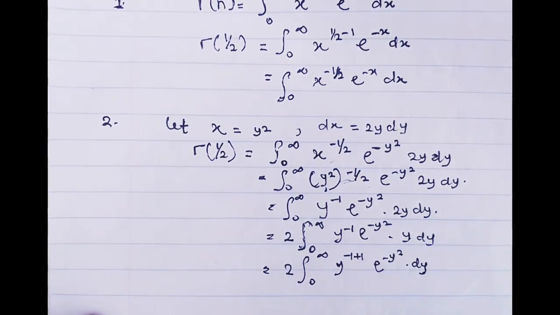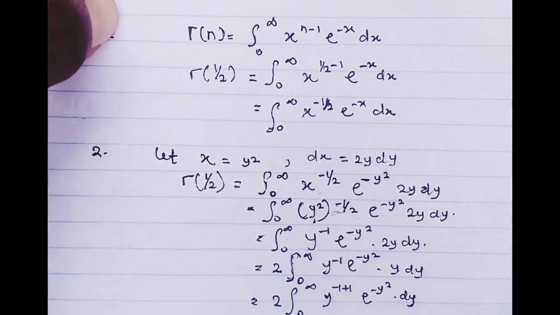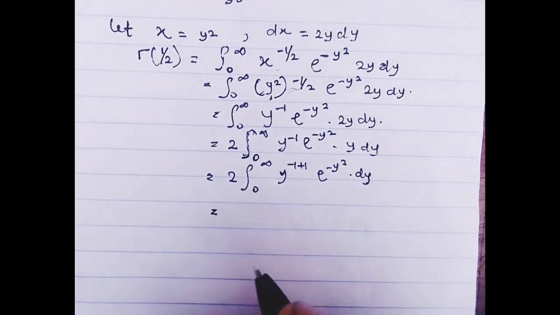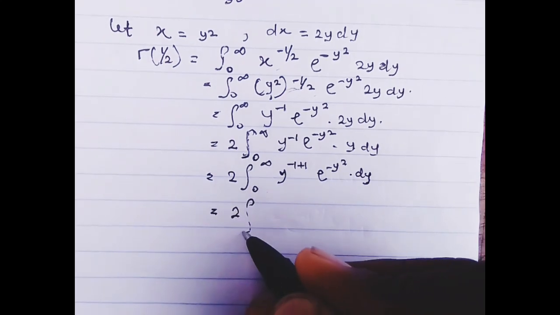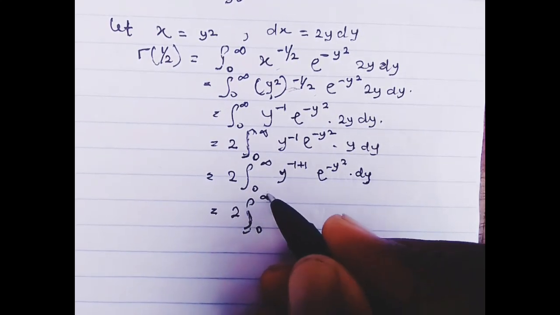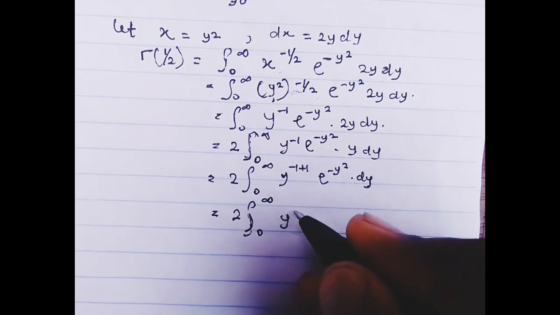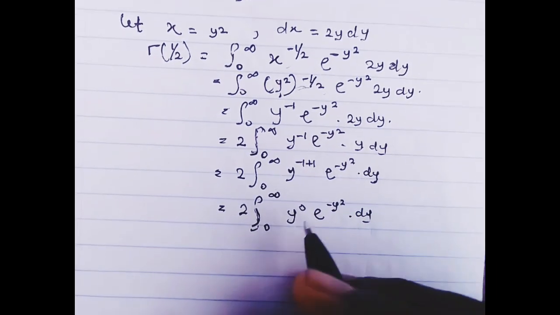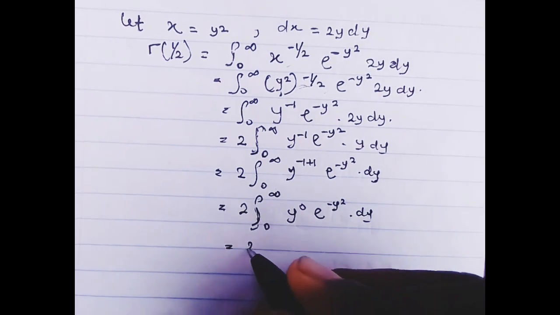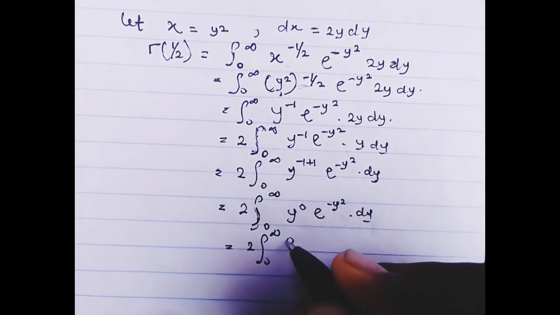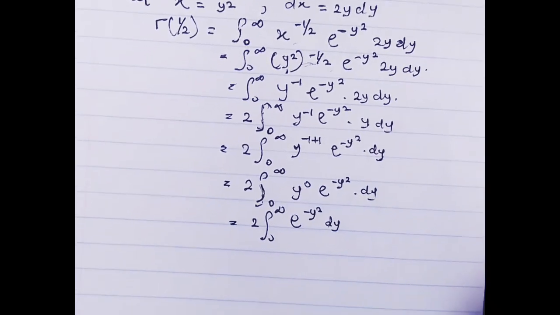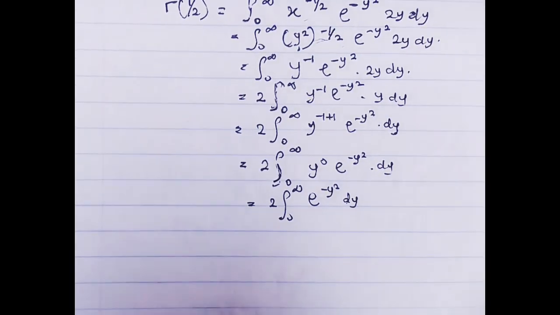Now minus 1 plus 1 is 0. So this is 2 times the integral from 0 to infinity of y raised to power 0, exponential minus y squared dy. Y raised to power 0 is 1. So this is 2 times the integral from 0 to infinity of exponential minus y squared dy. So I move on to my step 3.